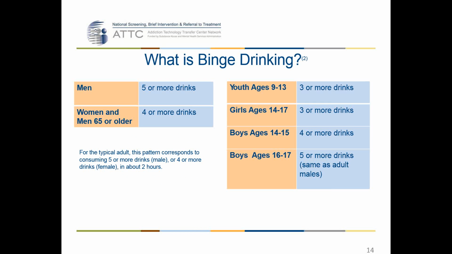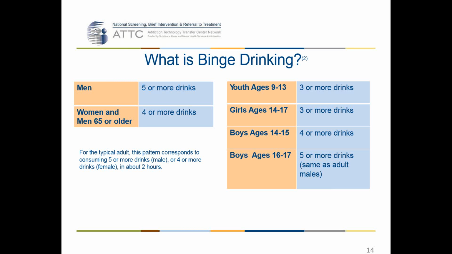So what is binge drinking? You've heard a lot about binge drinking on college campuses, but we in fact have a lot of binge drinking in our high schools as well. The National Institute on Alcohol Abuse and Alcoholism defines binge drinking for adult men as 5 or more drinks. For women and men older than 65, it is 4 or more drinks, and that's all within a 2-hour span.